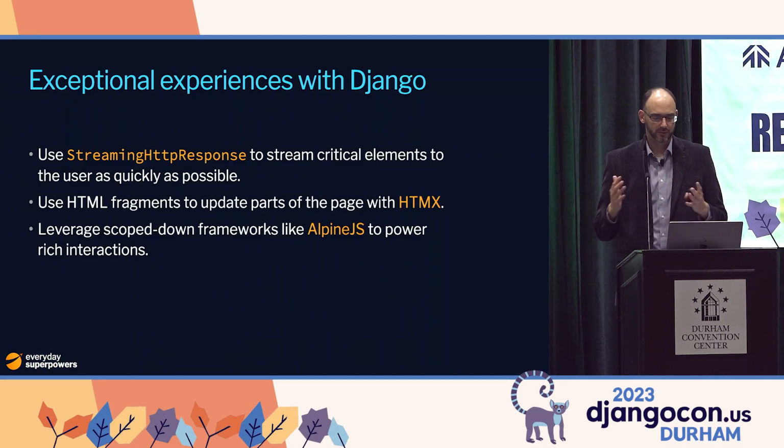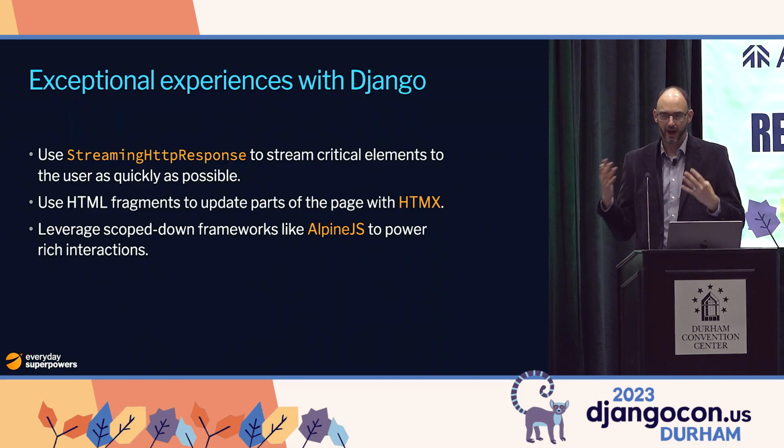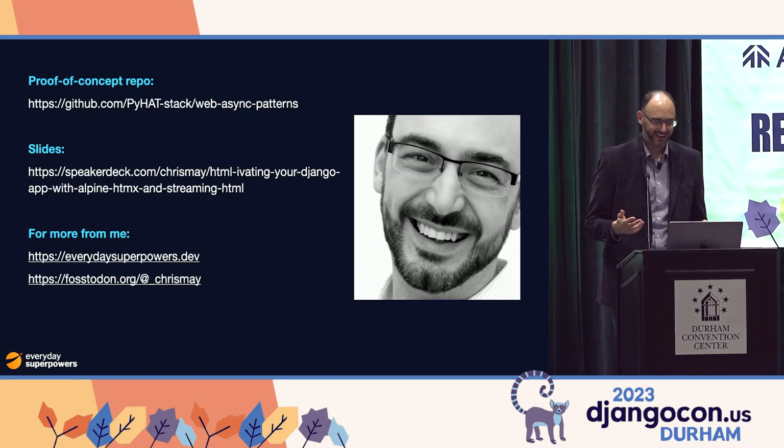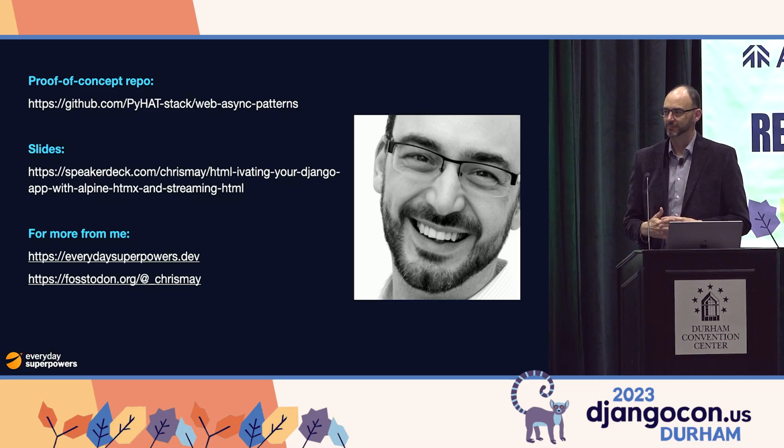Finally, I just want to leave you with a reminder of how to make exceptional experiences in Django. Number 1, use streaming HTTP responses to stream critical elements to the user as quickly as possible to support them in accomplishing their goal. Number 2, use HTML fragments to update parts of the page with HTMX. Leverage scoped-down frameworks like AlpineJS to power rich interactions. And that's it. I hope this inspires you to make your app better.